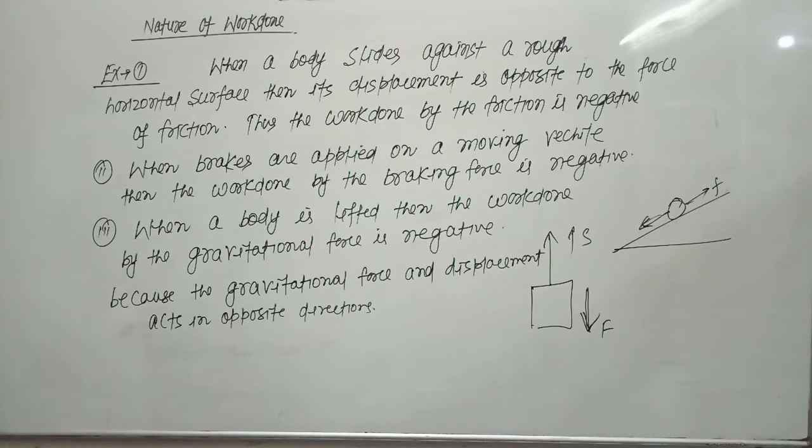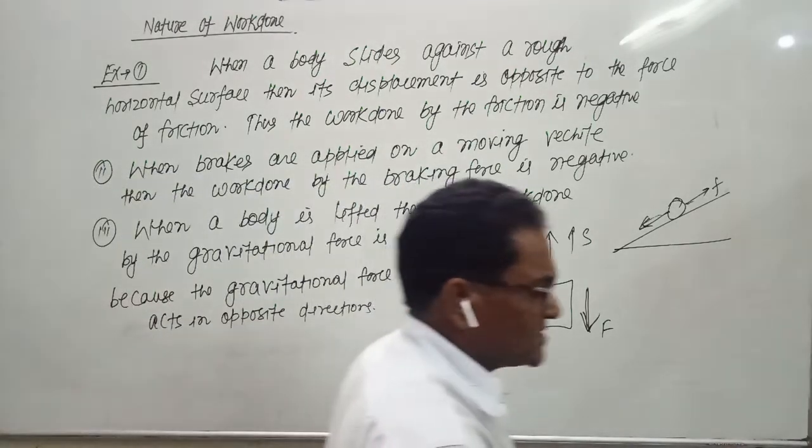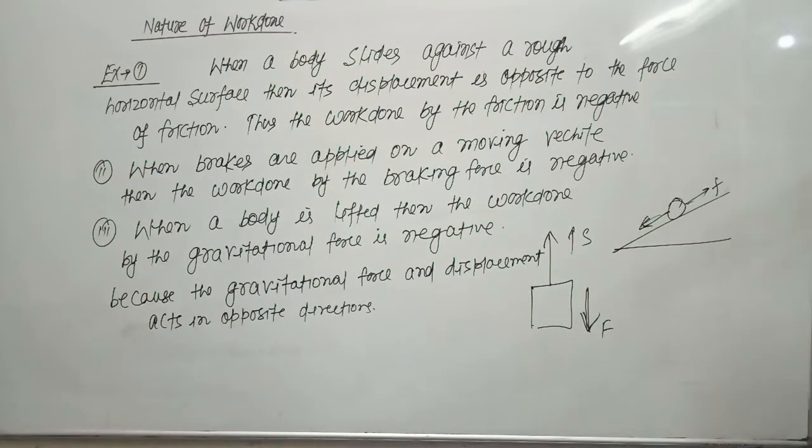The first example is when a body slides against a rough horizontal surface, then its displacement is opposite to the force of friction, and thus the work done by the friction is negative. Second example, when the brakes are applied on a moving vehicle, then the braking force and displacement are in the opposite direction.